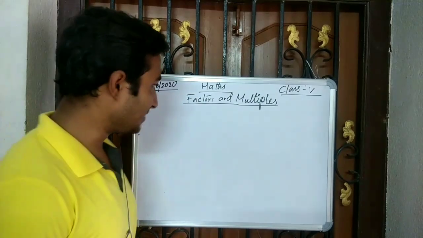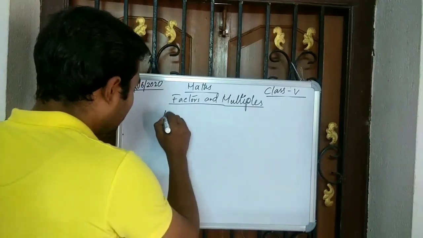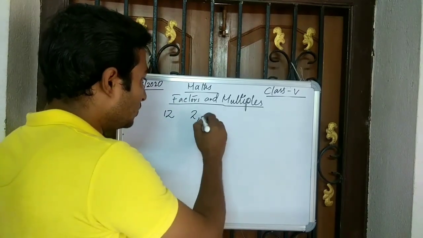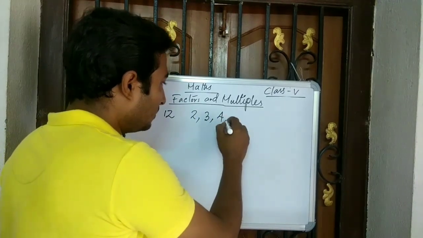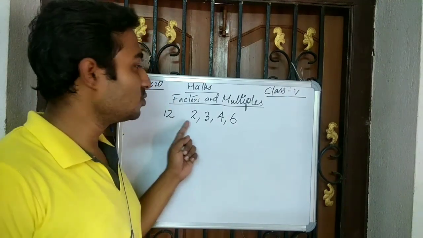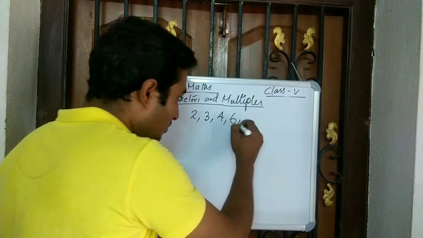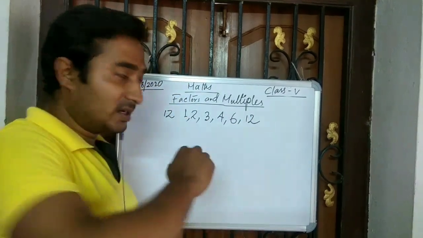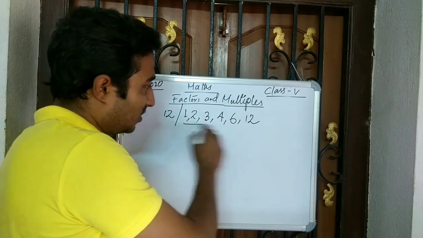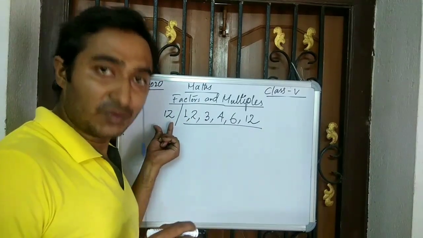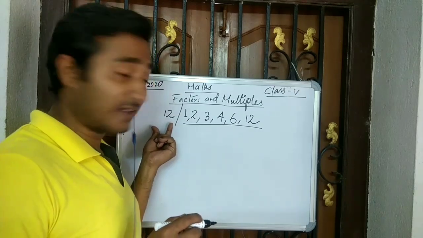So let's give an example. If we write a number, 12, we know that 12 is divisible by 2, 3, 4, 6, and also by 12 and also by 1. So 12 can be divided by all these numbers. So all these numbers are factors of 12. So I think you understand what a factor is.